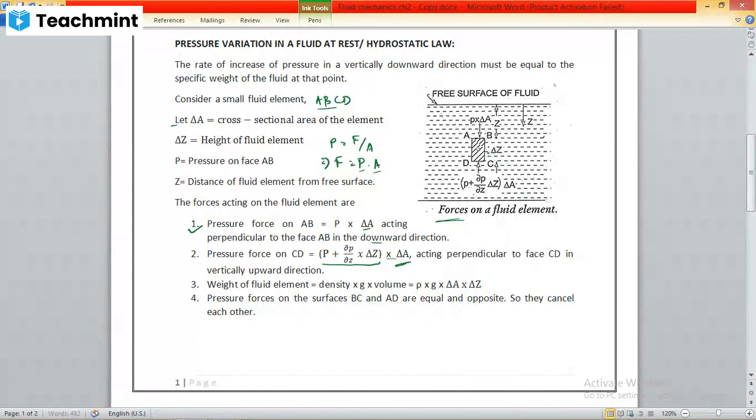Because as per Pascal's law, you know that the pressure acting in all directions is the same, and you can calculate the pressure force on BC and AD. Those will be equal, so they will cancel with each other. Let me scroll down to the next page.